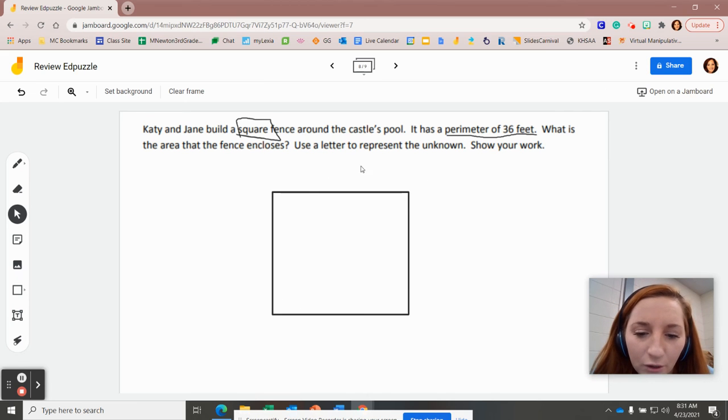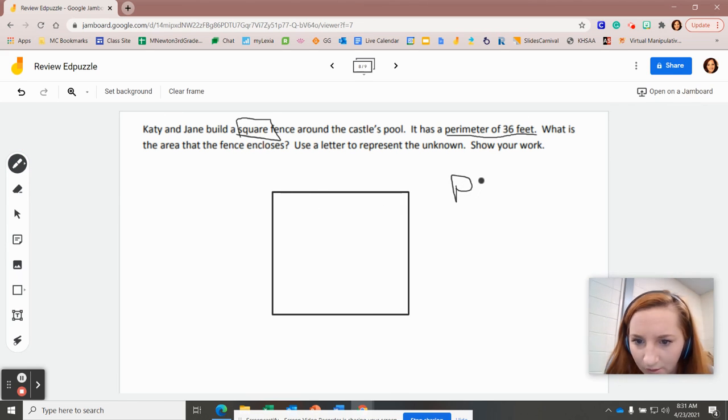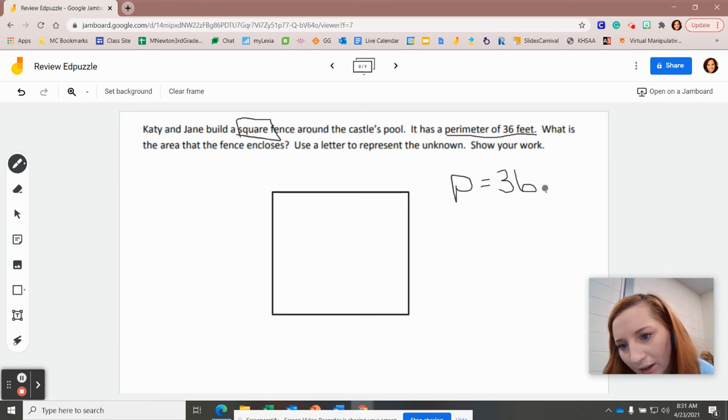So perimeter is whenever it's around, you add up all the sides. Okay, so the perimeter is 36. You can tell it's the morning. I keep messing up on everything. Okay, so 36 feet. So now it wants to know what the area is. So what plus what plus what plus what is going to get you 36? So it has to be the same number because it's a square like we were talking about.